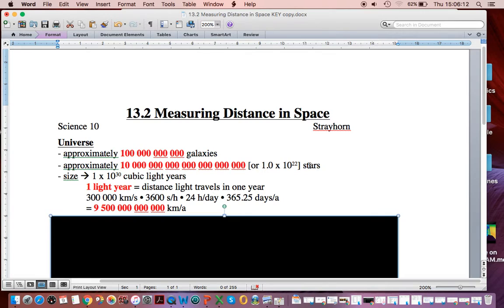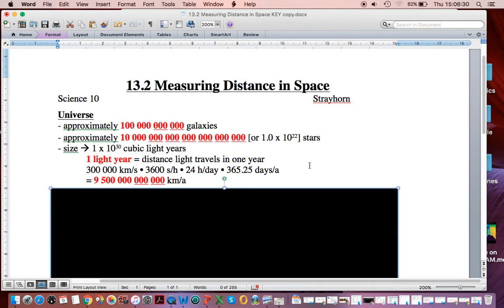That is not a unit of time. That is a unit of distance. It is how far light travels in 1 year. You should know from grade 8 that light travels at 300,000 kilometers every second. And that translates into 9.5 trillion kilometers per year. So if you went 1 light year, you would have traveled 9.5 times 10 to the 12th kilometers. A whopping number.